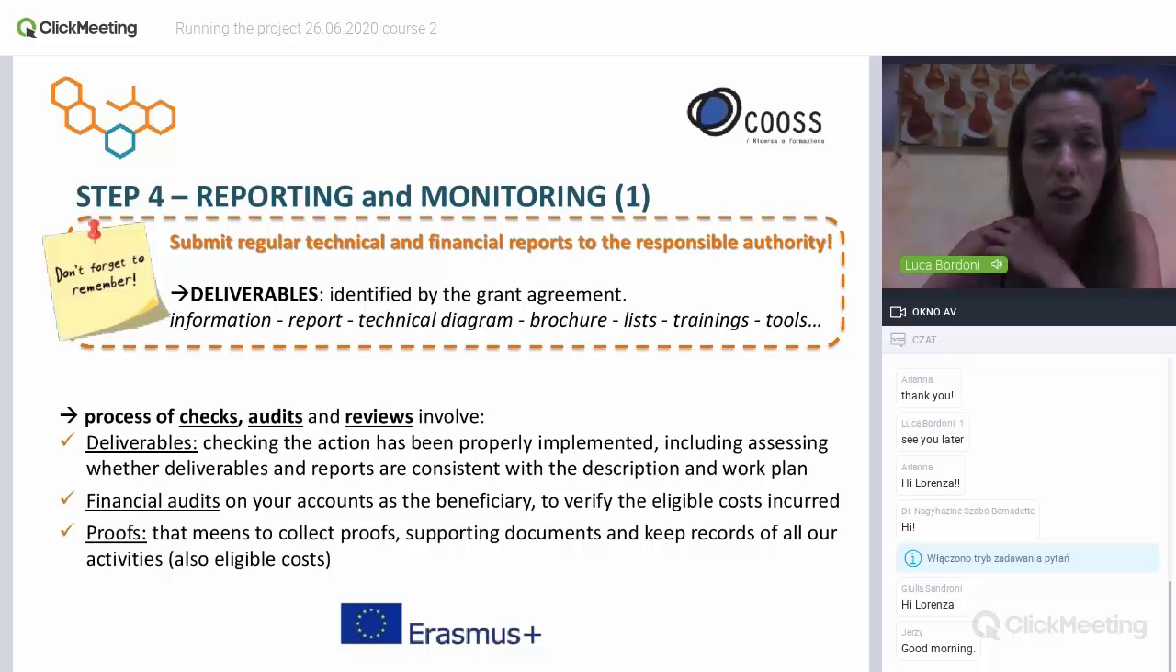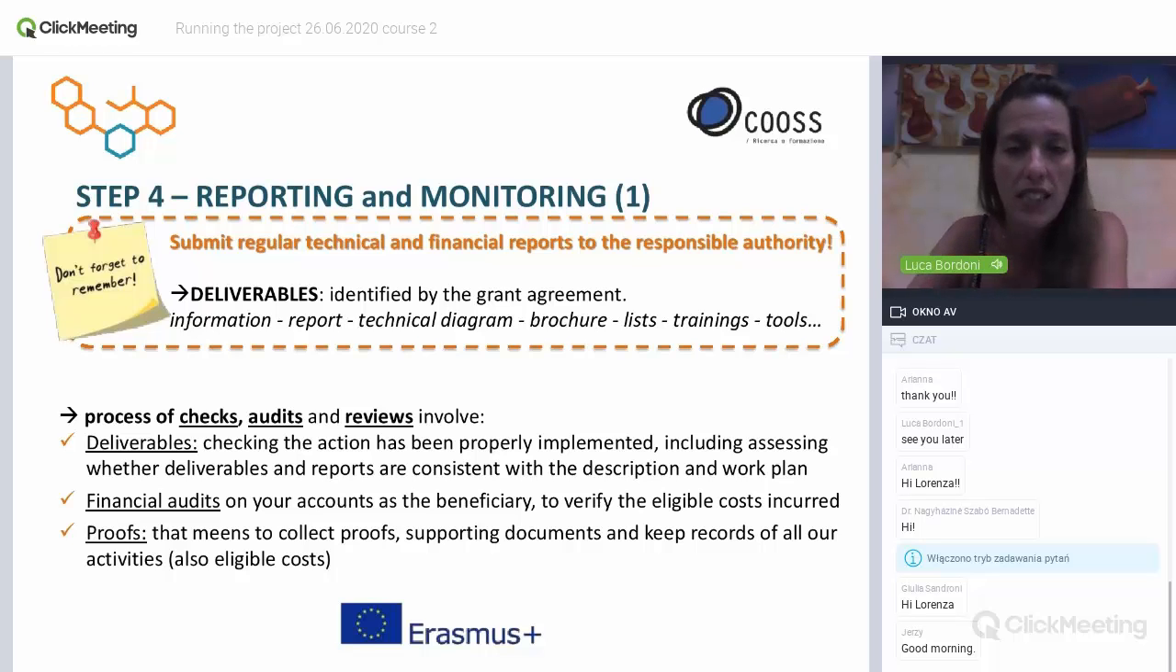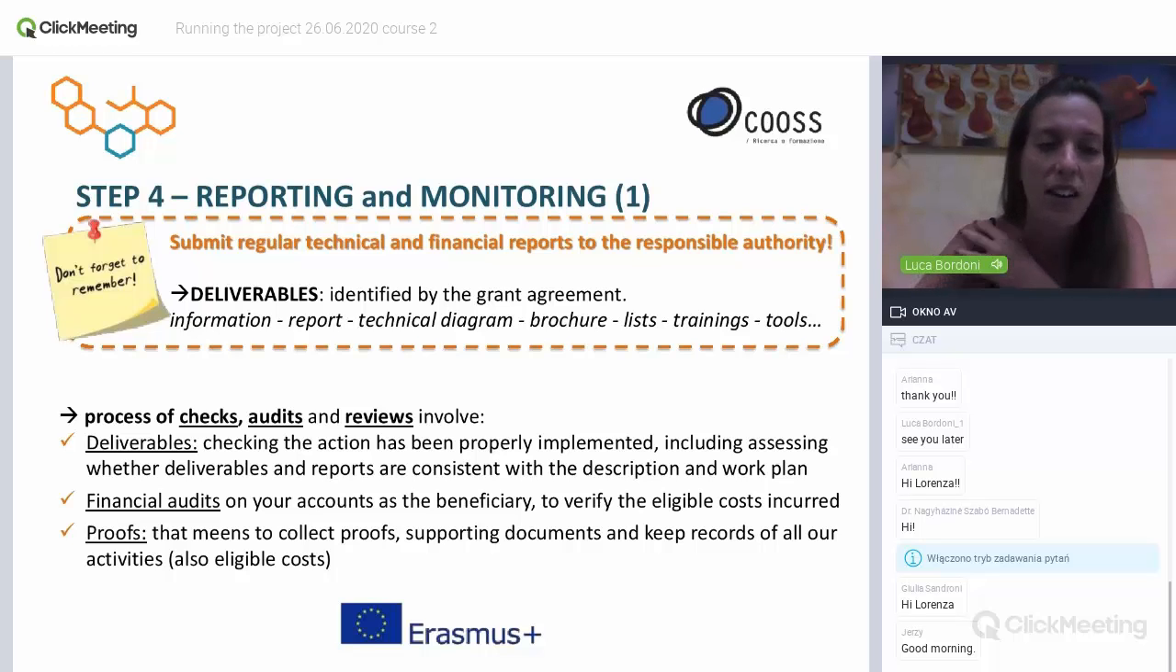And how it may happen also from the delivery audits. Financial audits may be in presence or in remote. So in presence means that a representative of the funding authority may come back in your organization in order to check your accounts, to verify code, to verify the receipts, etc. And also through the evaluation of proofs, any kind of proofs.